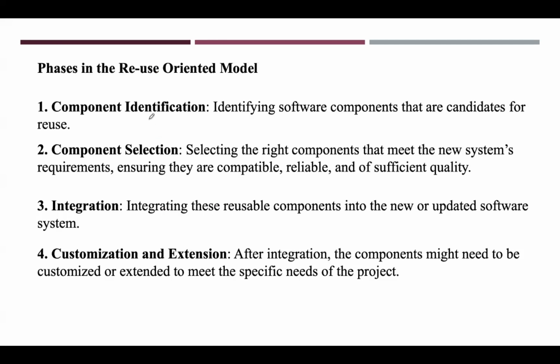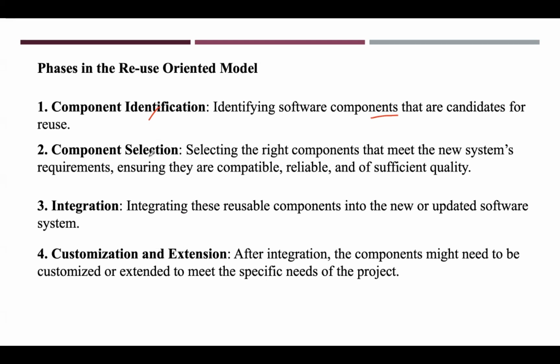Coming to the different phases in the reuse oriented model, the first one is component identification. So, here we need to identify and also gather reusable components, which may include libraries, frameworks, and tools that are already available. The components can come from internal repositories, open source projects, or third party vendors. So, first, we need to identify the software components that are better for reuse.